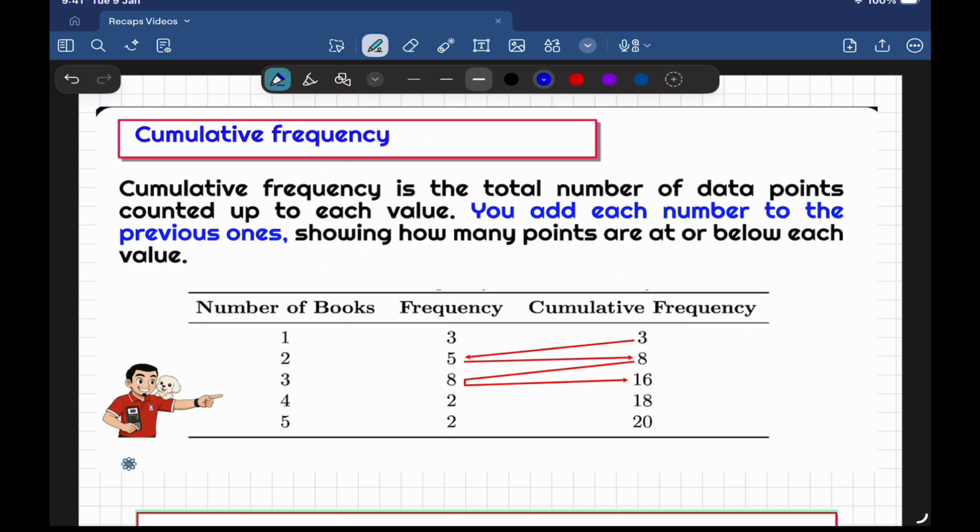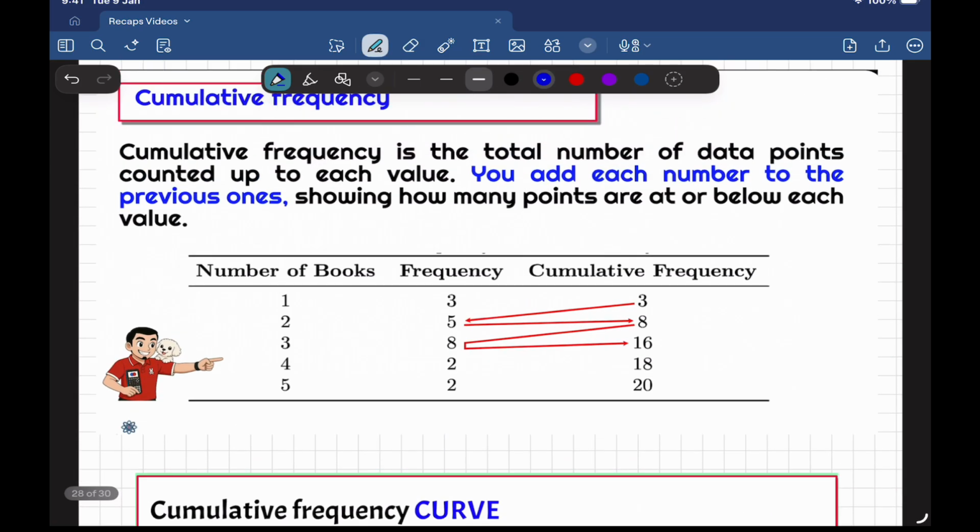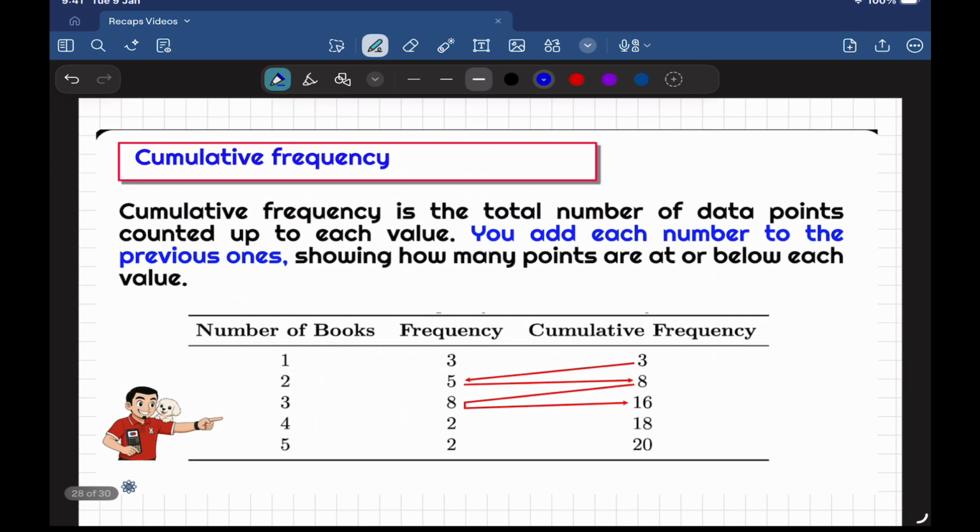Now this is a video about cumulative frequency. So what is this cumulative frequency? The goal in this video is that you are going to understand how to build the cumulative frequency curve. We are going to draw something like this. In order to do so, first we need to know how to find the cumulative frequency.